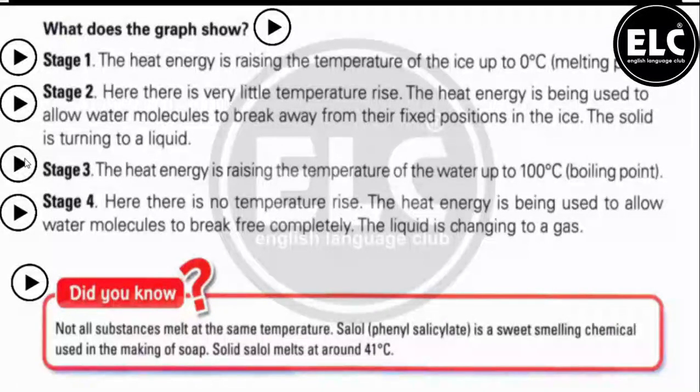Stage 3. The heat energy is raising the temperature of the water up to 100 degrees Celsius, boiling point. Stage 4. Here there is no temperature rise. The heat energy is being used to allow water molecules to break free completely. The liquid is changing to a gas.